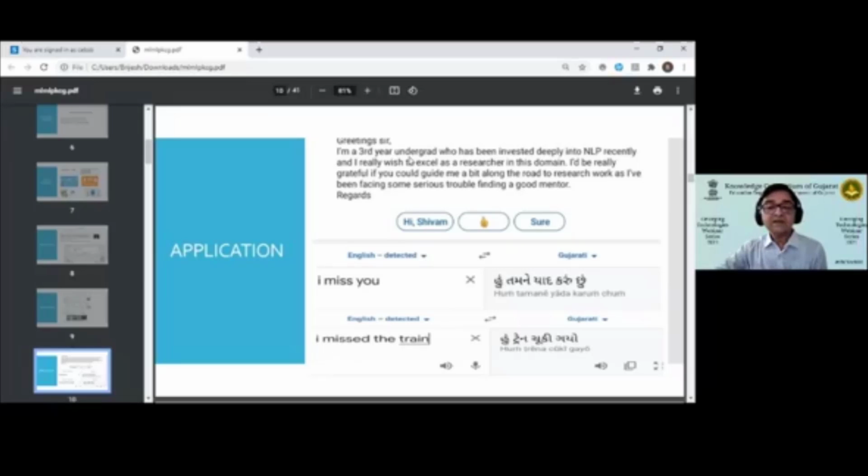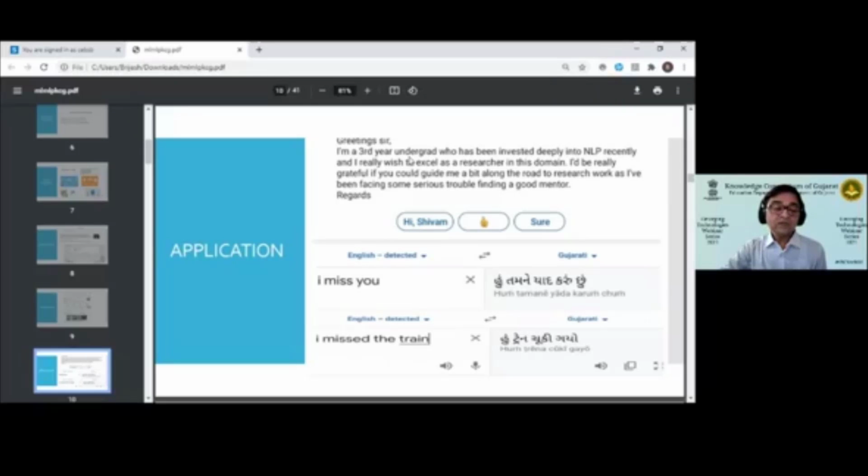And below that, you see the two examples of English to Gujarati translation. And the English language is also auto detected, as you see it is saying English detected. If I type I miss you, it gets translated in Gujarati as હું તમને યાદ કરું છું. And if I type I missed the train, it gives the answer હું ટ્રેન ચૂકી ગયો. Both the translations are near perfect, I guess.